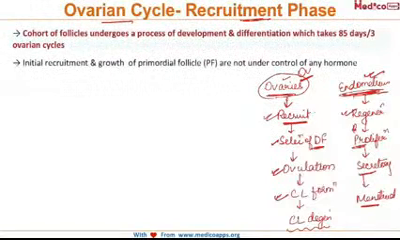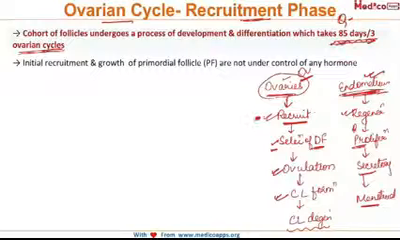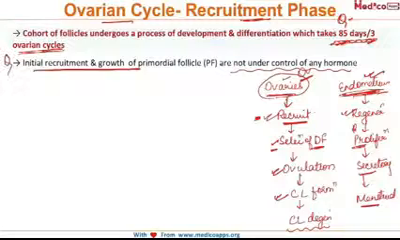Now what happens? A cohort of follicles undergo the process of development and differentiation, which takes around 85 days. So it takes around 3 ovarian cycles, or roughly 3 months, for one follicle which has been recruited to grow and become a dominant follicle. So important question here. The second important point is that the initial recruitment and the growth of primordial follicles are not under the control of any hormone. Again, this is an important question.